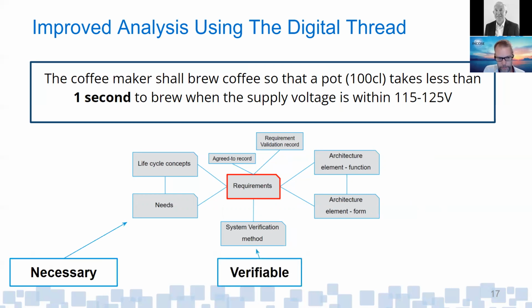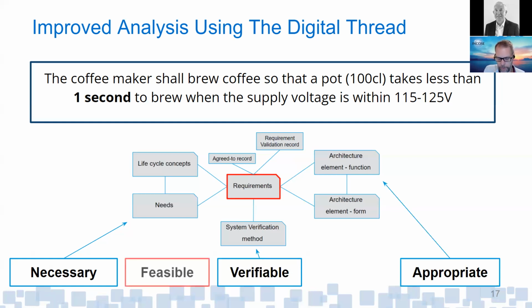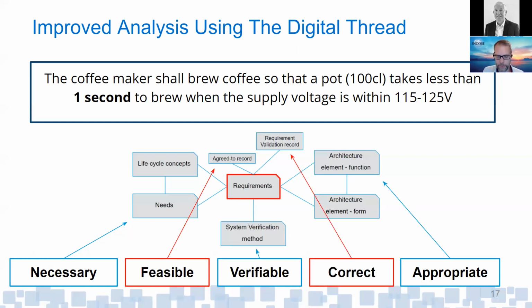Probably still verifiable. Well, if you ask the verification person to do this, they would probably wonder what you're doing, but it's probably still appropriate as well, at the right level, and so on. But what about feasible? I can't imagine that we would create an agreement record for this requirement, so that characteristic would definitely be flagged. And I hope that we wouldn't be able to create a validation record either for that requirement. So that characteristic would be flagged as well.